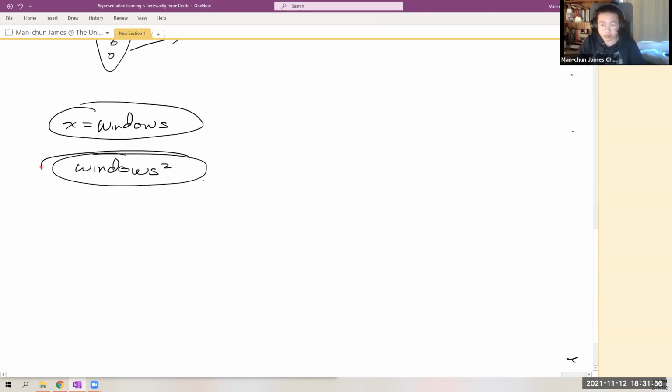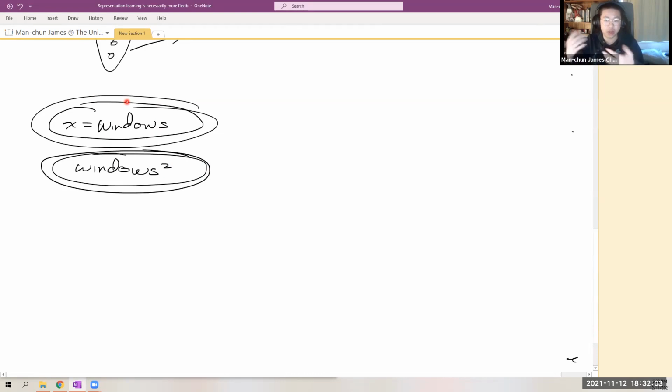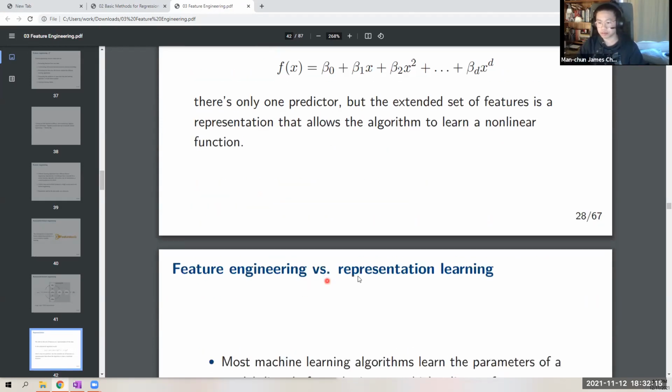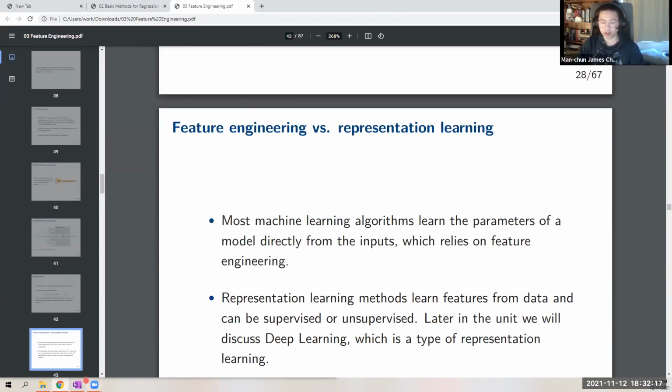This is a different representation, because now you're not looking at windows, you're looking at the square of the windows, right? May that be useful? I don't know, but that's all representation. Representation is just different ways of looking at the data set.